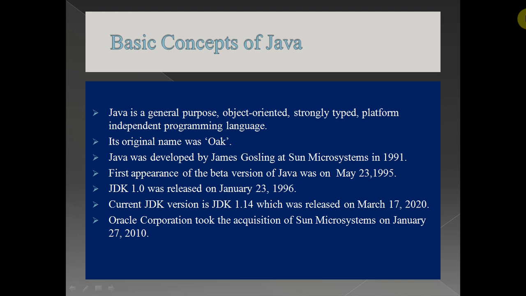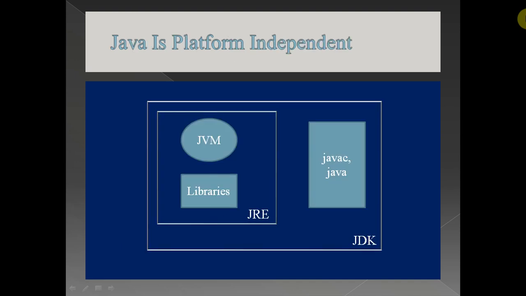Now the last one: platform independent programming language. Java is platform independent. Why is it so? In Java, suppose our machine is Windows and I am writing a code for Java. Now, if anyone wants to execute the same code in a Linux or Mac operating system, they can execute it. The programmer does not have to change anything in the code.